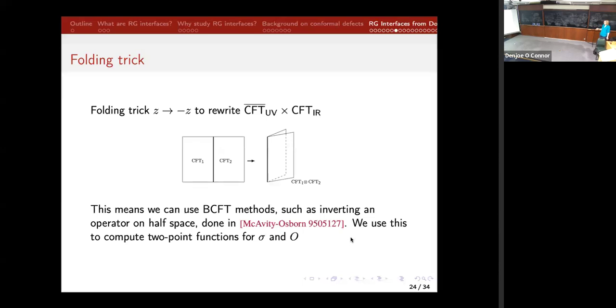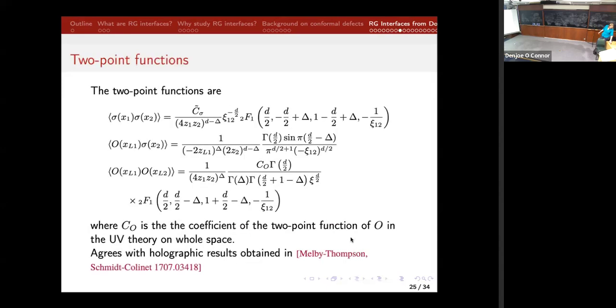And in this case, we can use boundary conformal field theory methods, which include inverting an operator on half space, which was done in this 95 paper by McAvity and Osborn. So we use these techniques to compute the 2-point functions for sigma and O. And we get this as a result. So yeah, the 2-point functions for sigma, O, and then the correlation function between them.